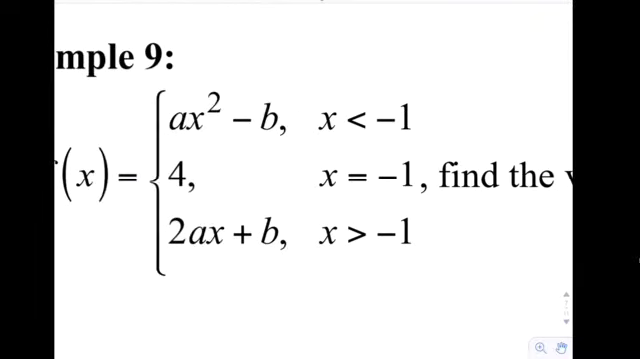Okay, so let's look at the three pieces. We got a parabola, a point again, and a line. And it looks like if a is positive or negative, we'll have a parabola that opens up or down. And then whether a is positive or negative down here, we'll have a line that has an increasing or decreasing characteristic.